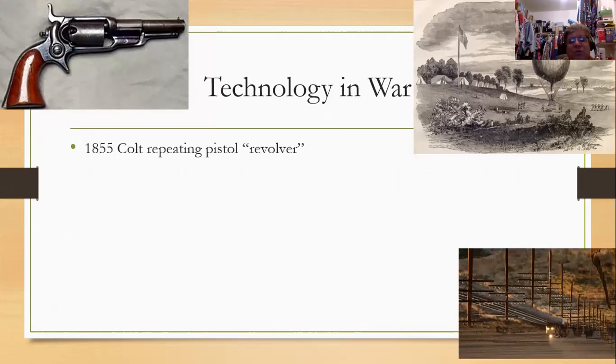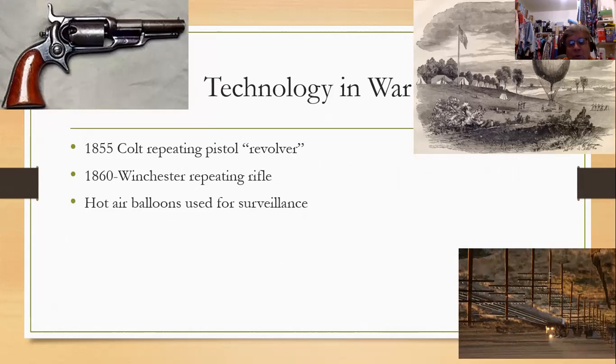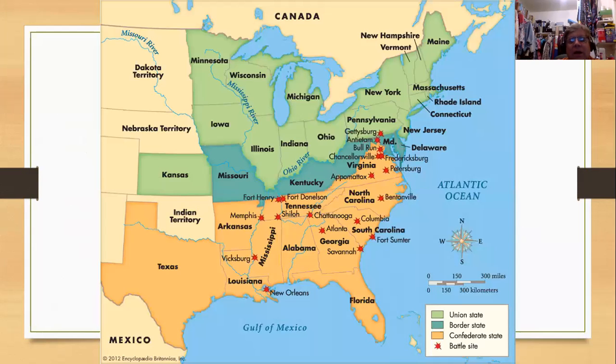The war had new technology. In 1855, you had a revolver, the Colt revolver, that would be used. In 1860, the Winchester repeating rifle. Both of these weapons allowed for multiple shots without reloading. Hot air balloons were used for surveillance. The North had railroads and the telegraph, which were good, but they also had limits because they didn't go everywhere.